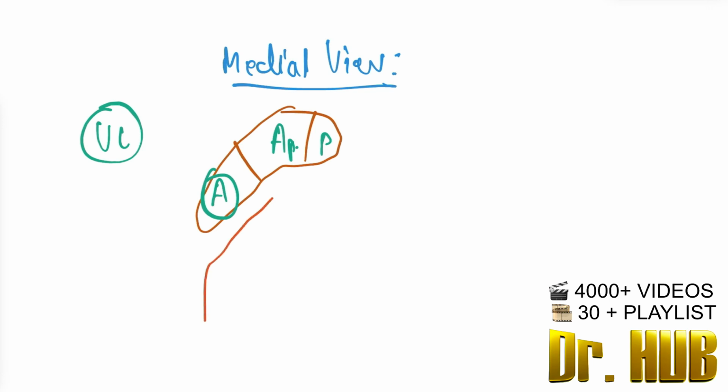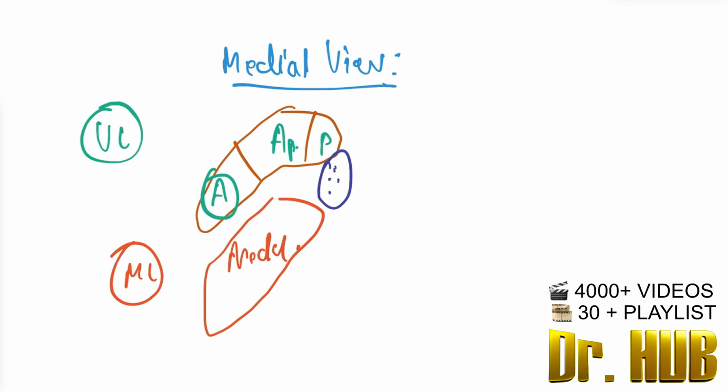Below this comes the middle lobe. This is the ML, which stands for the middle lobe. In the middle lobe, this is medial. Then comes the lower lobe. In between we have the hilum as well.